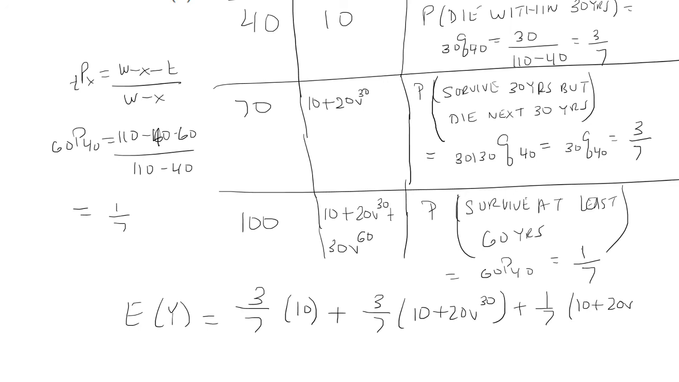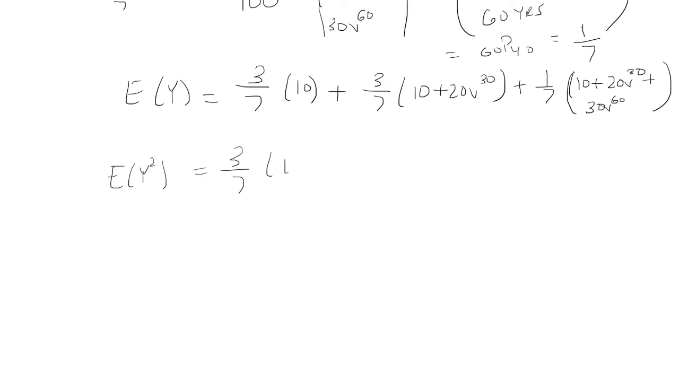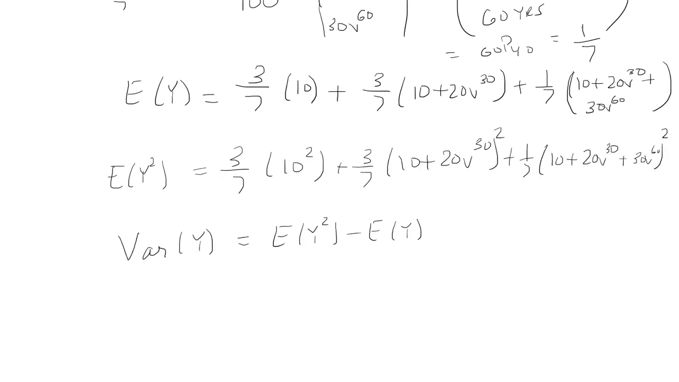Okay. And then we can look at the second moment. So we'll just square the payments. And then the variance will just be the second moment minus the first moment squared. So we end up getting 12.46.